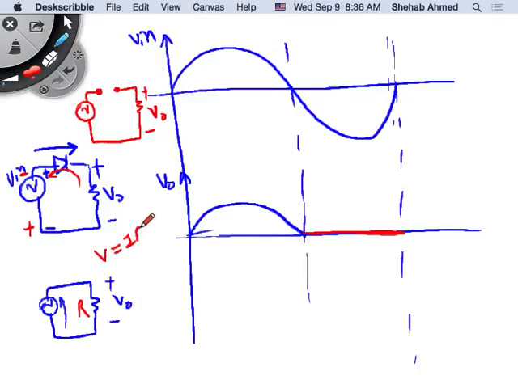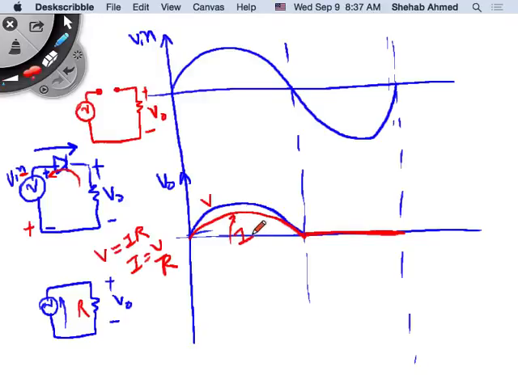V equals IR, right? So I is equal to V over R. So if V is a sinusoid, R is just a number, right? So the current will look exactly like the voltage, but scaled down with the resistor value. And in a negative half cycle, of course, it will be zero, because the diode is blocking. So this will be your V, and the red waveform will be your I.